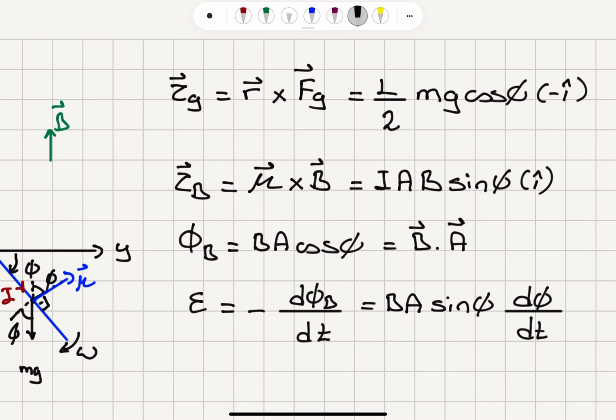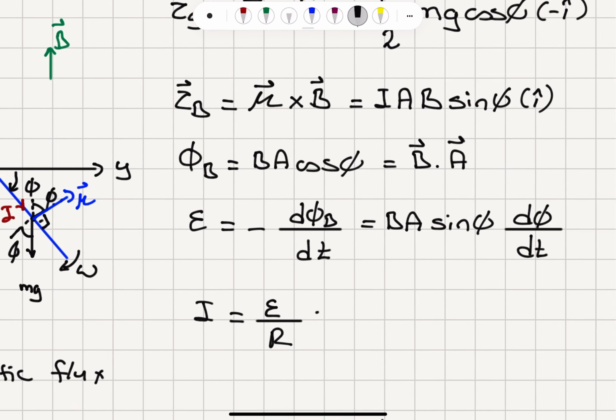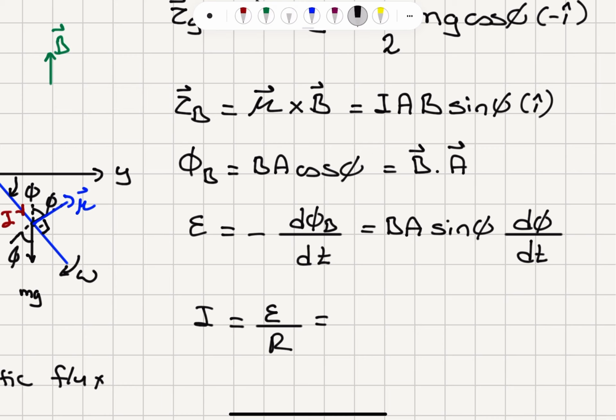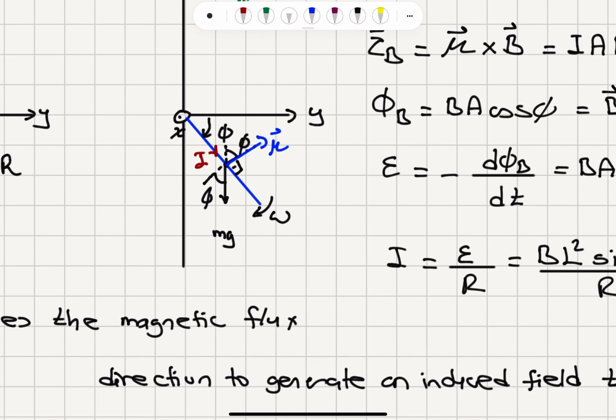All right, and therefore the induced current I will be equal to the induced EMF epsilon divided by the resistance of the loop. The induced EMF is B times the area, which is L squared because it's a square loop, times sine phi d phi dt, which is precisely the angular speed omega, divided by the resistance of the loop R. So as the loop rotates, the magnetic flux decreases. That's what we see.